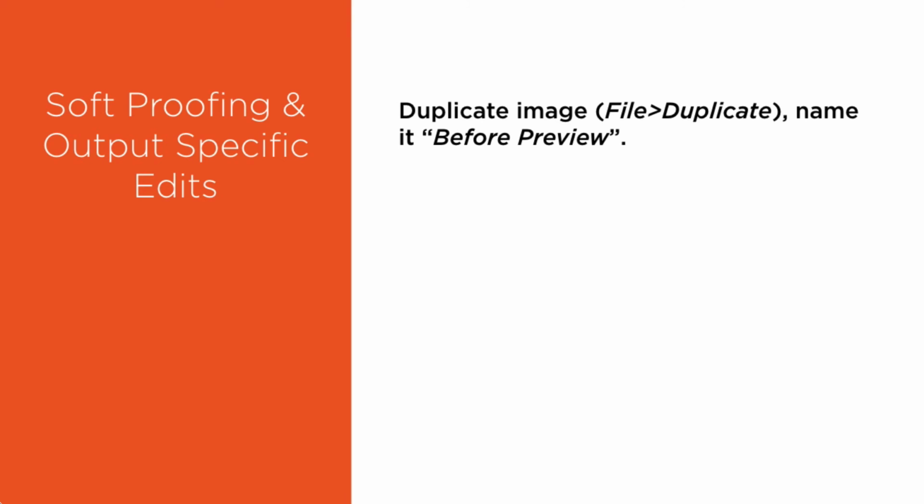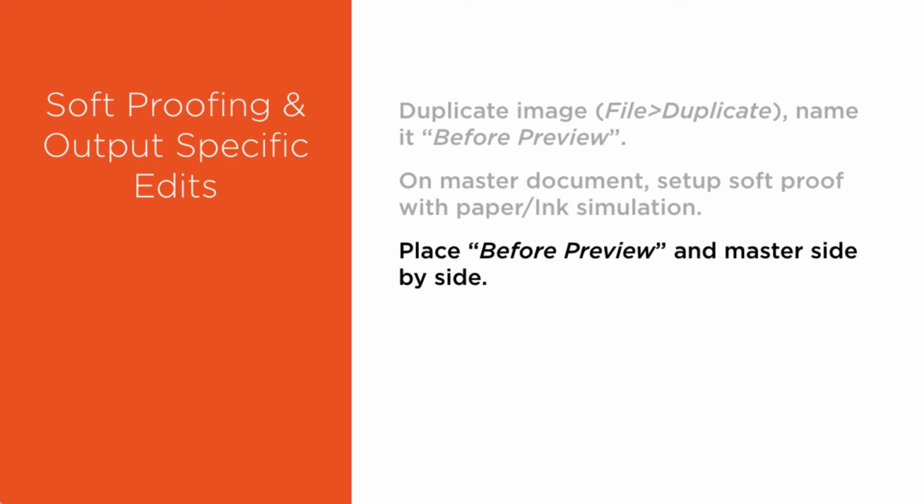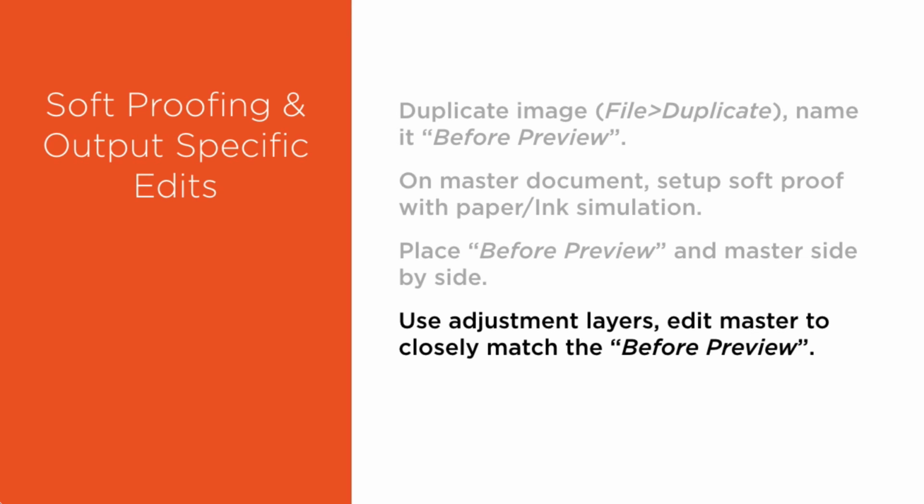So to review, what we want to do is duplicate the image so that we have a before and after preview. We want to set up our soft proof with our paper white and black ink simulation. We want to make sure that the two images are side by side at the same zoom ratio so that we can compare them. And then we're going to use some adjustment layers and try to make the master image that we're going to print look a little bit closer to the preview image that we built.